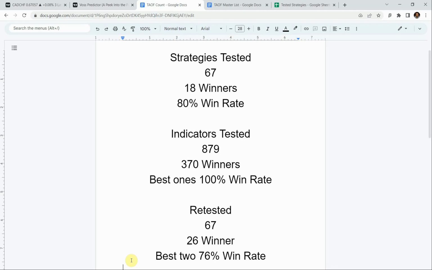We've also tested a total of 879 indicators, with 370 of them being winners. The best ones so far were able to achieve a 100% win rate. Now you need to go back and watch those videos to understand the context of how they were able to achieve that. So go back and watch those videos and see what you can get out of those winning indicators. We've also retested in the advanced testing 67 of the winning indicators. 26 of them have been able to maintain the winning status, the best two, a 76% win rate. Now keep in mind that we test most of these strategies and indicators on the Forex and crypto market, but they can be applied to just about any market and time frame universally.